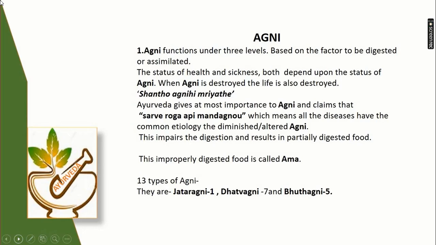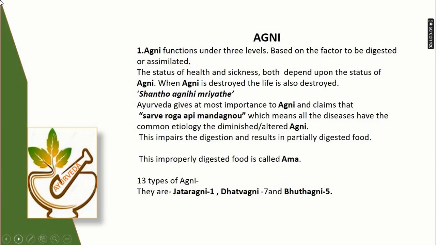Majorly, Agni is present everywhere, but specifically it is in Jatara, that is the stomach. It is also present in Dhatus as Dhatavagni. Normal functioning of doshas, dhatus, malas depends on the normal functioning of Agni itself. When Agni is destroyed, the life is also destroyed.